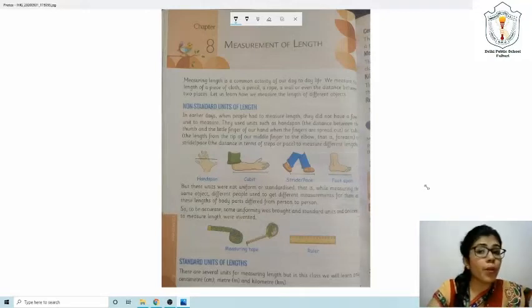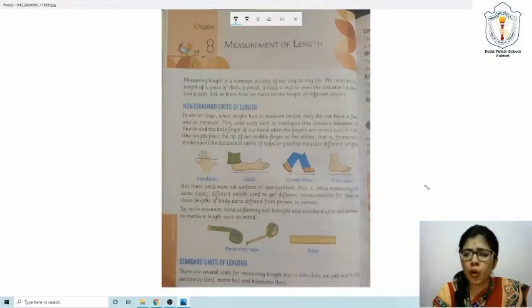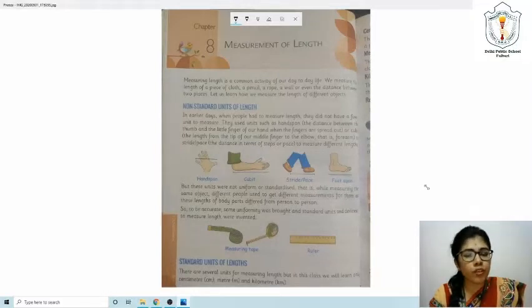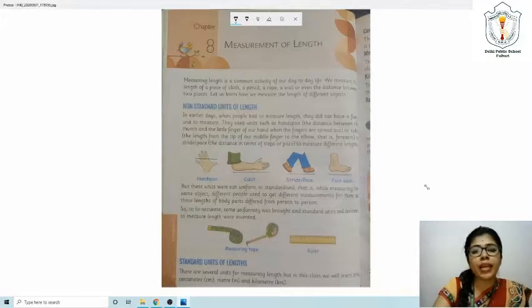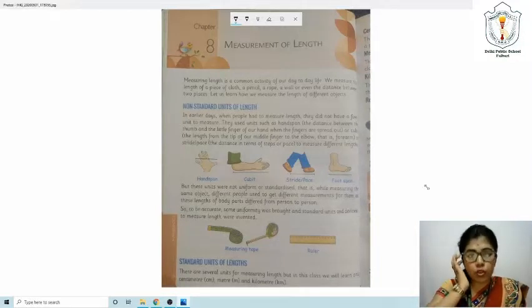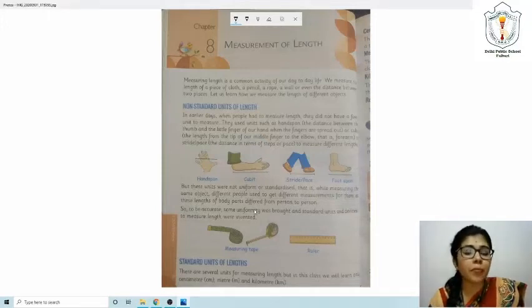But what do we measure? We can measure anything that we want. We can measure a piece of cloth, the distance of a place, a rope, a pencil, or your eraser. Whatever we see in day-to-day life, we can measure that. Now you see here, children, in your book on page number 28, measurement of length.